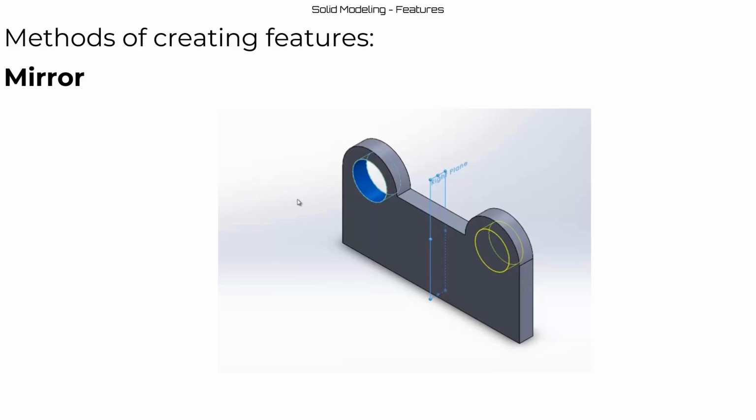Mirrors. If you have a symmetrical part, you only have to make one side of it, and then you could use the mirror function and just have it mirrored to the other side, and it'll make the identical part.